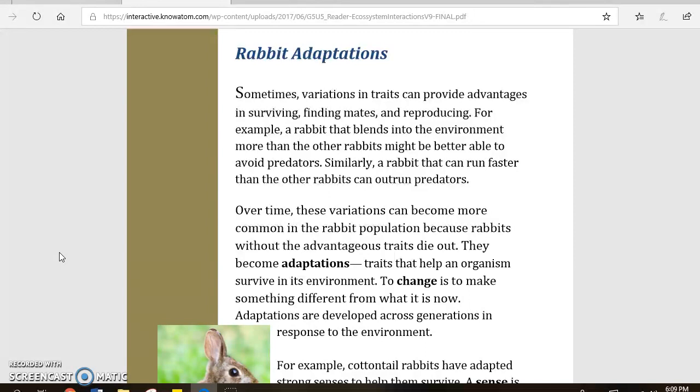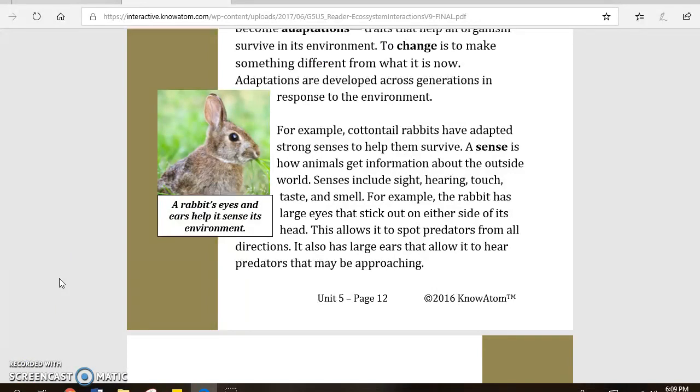To change is to make something different from what it is now. Adaptations are developed across generations in response to the environment. For example, cottontail rabbits have adapted strong senses to help them survive. A sense is how animals get information about the outside world. Senses include sight, hearing, touch, taste, and smell.